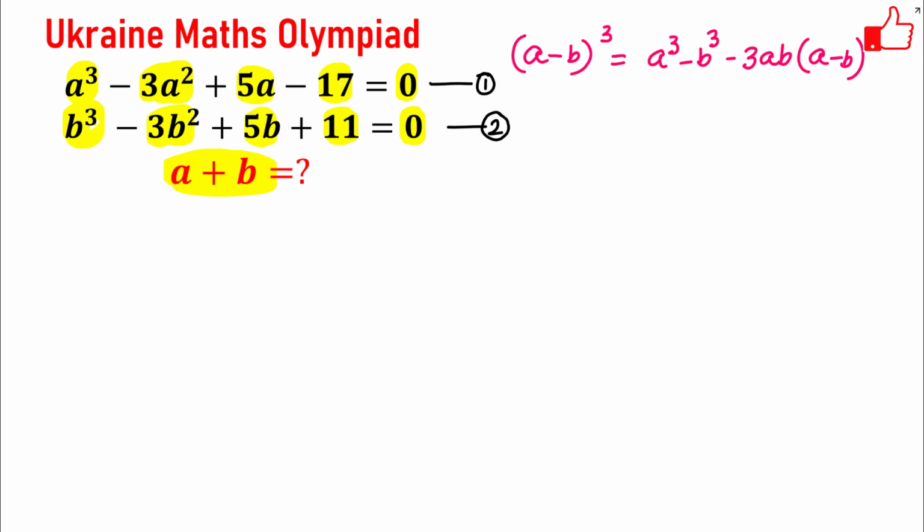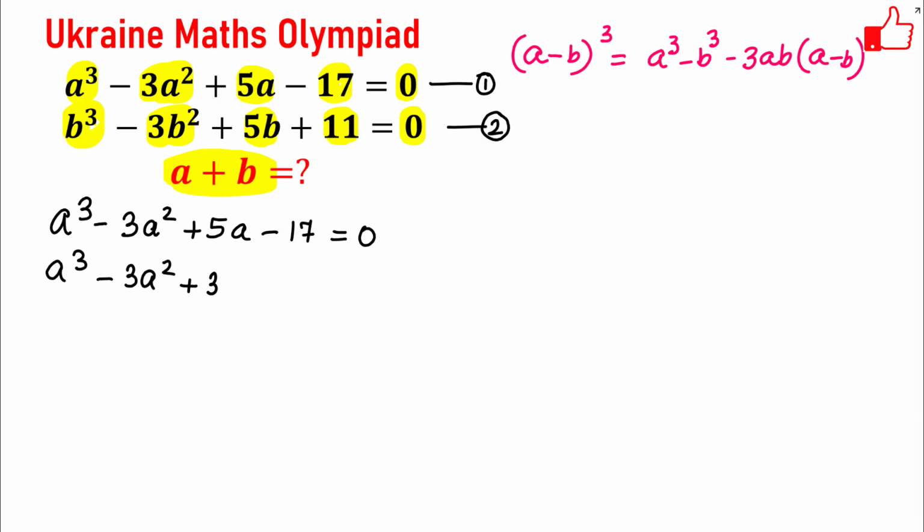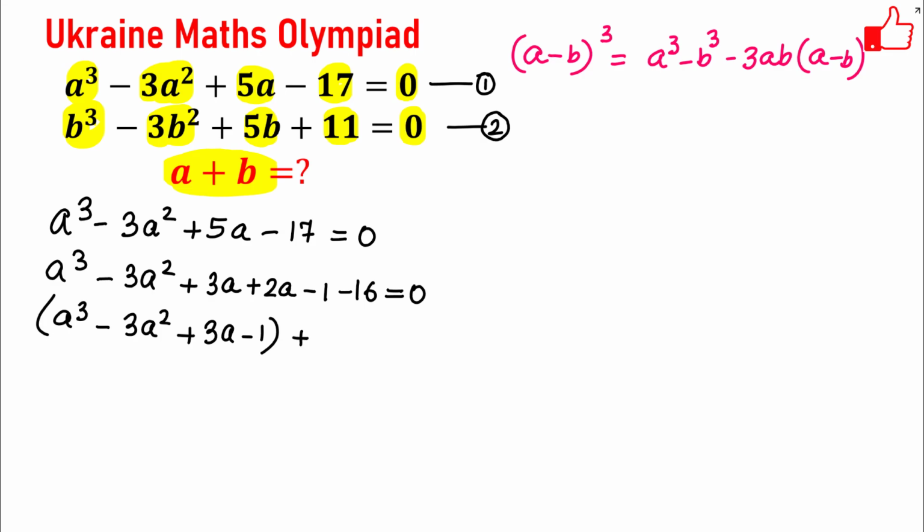Equation 1 I can rewrite, that is a cube minus 3a square plus 5a minus 17 equals 0. Now I can further simplify, this is a cube minus 3a square, and 5a I can write 3a plus 2a, and 17 is 1 plus 16, so minus 1 minus 16 equals 0. Why I am doing this you will soon understand. This is a cube minus 3a square plus 3a minus 1, and the left term is plus 2a minus 16, and this is equals to 0. Now you see this term is nothing but a minus 1 whole cube.